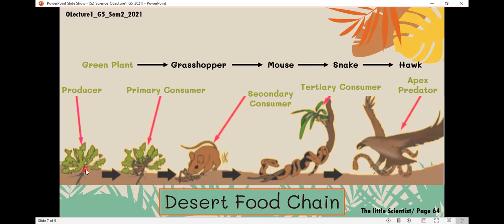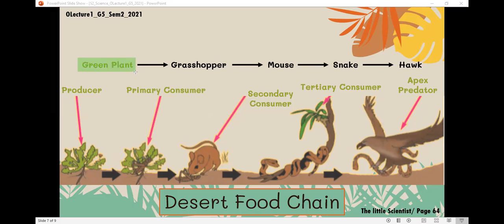The green plant is eaten by the grasshopper. The grasshopper is eaten by the mouse. The mouse is eaten by the snake. The snake is eaten by the eagle. In this food chain, who is the producer? The green plant.